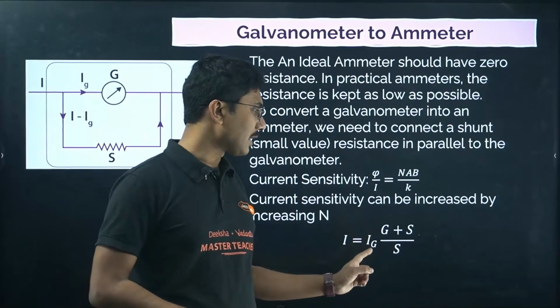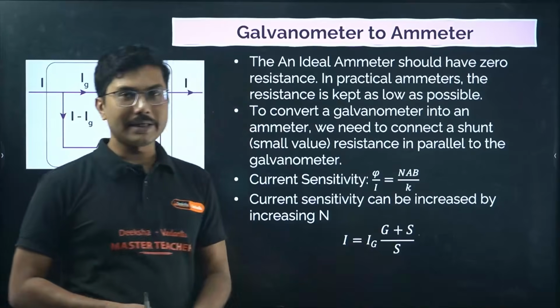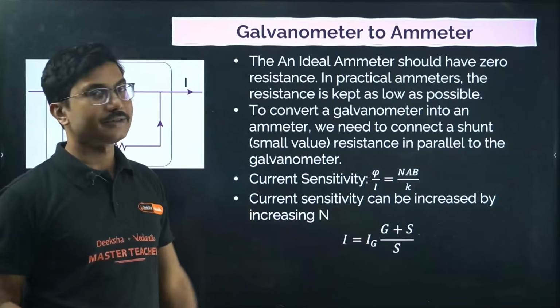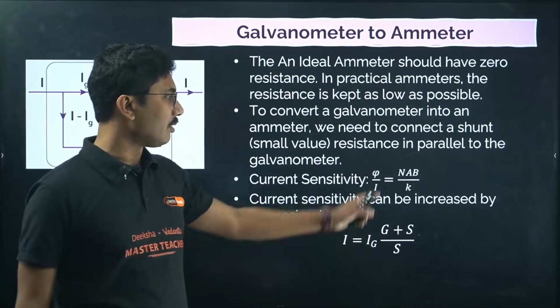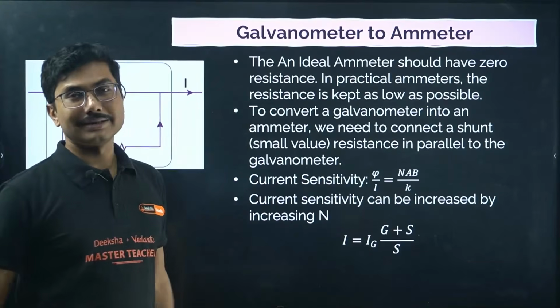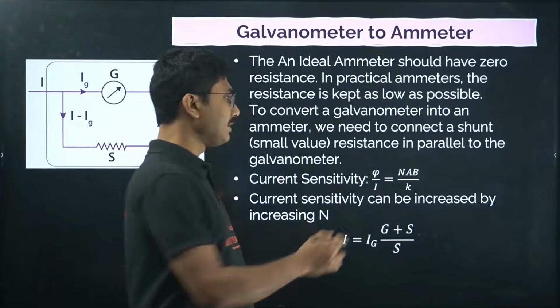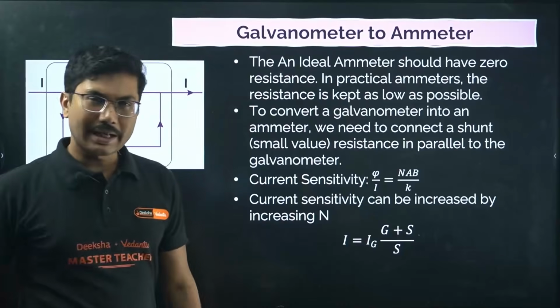Ig is the galvanometer current, times (G plus S) divided by S. G is the galvanometer's resistance, S is the shunt resistance. The current sensitivity is given by NAB by K. Current sensitivity can be increased by increasing the number of turns present in the galvanometer.